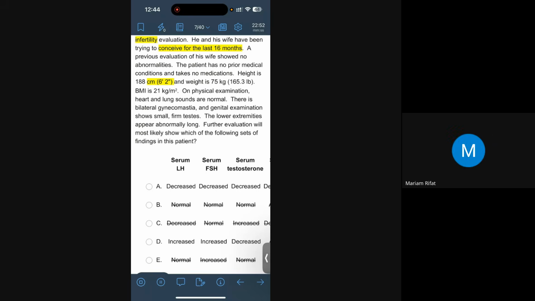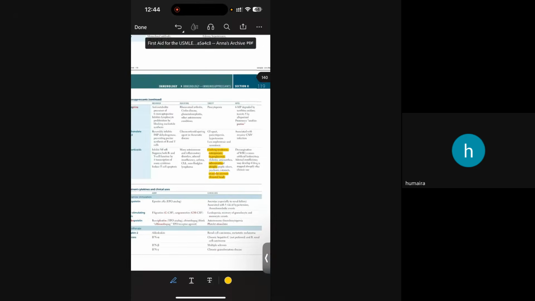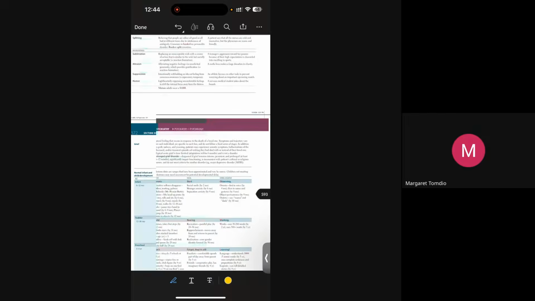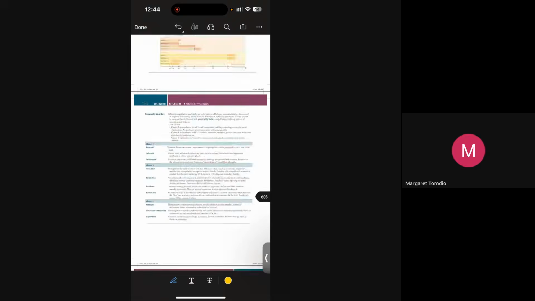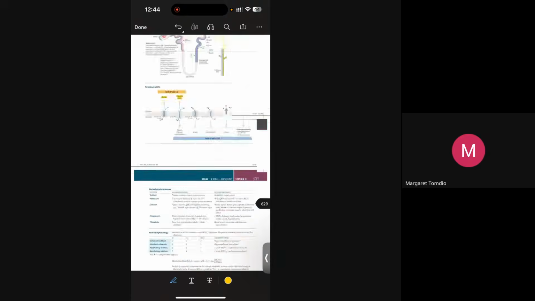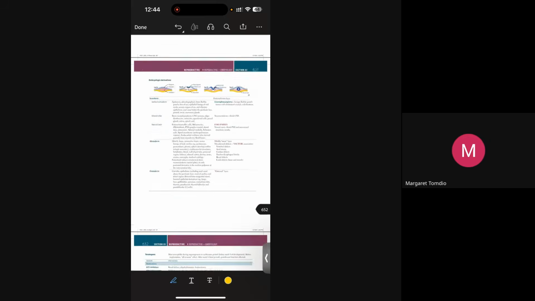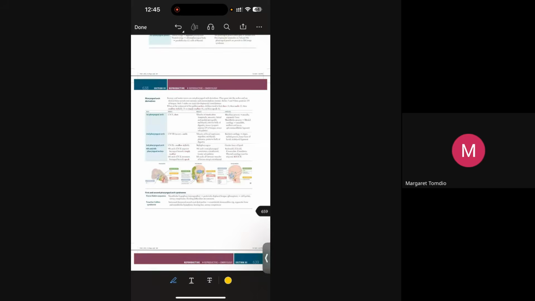Klinefelter syndrome. Marfan syndrome does not have an infertility issue. Testosterone is low, with small firm testes, and the cause here is Klinefelter. All of these findings are consistent with Klinefelter syndrome. It is not Marfan, okay? Klinefelter syndrome.